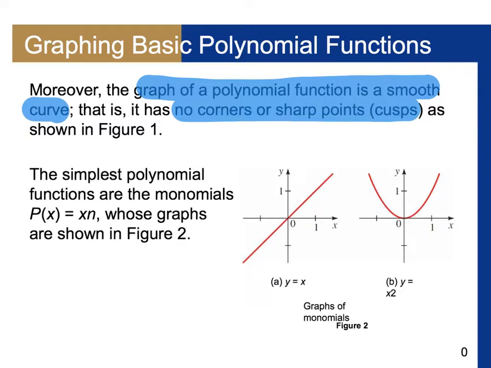Okay. And then the simplest polynomial functions are the monomials, whose graphs are shown in figure 2. Let me just make a note there. This should be p of x equals x to the n power, not this one. So let's scratch that out. So the simplest polynomials are going to be the monomials. Well, this is x squared, right? This is y equals x. So we're looking at x to the 1 and x to the 2. Those are kind of the simplest polynomial graphs. That line, y equals x to the 1, and this is y equals x to the 2.